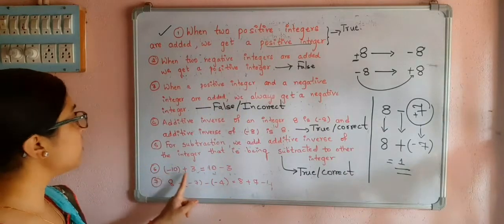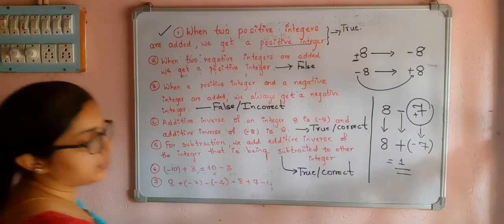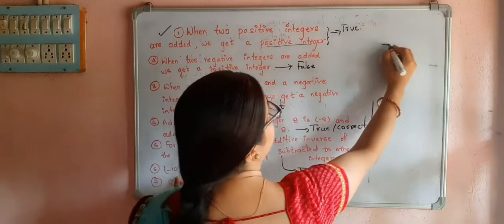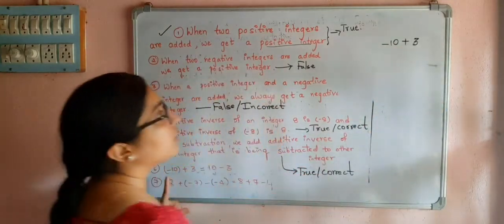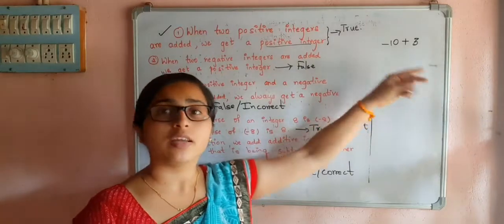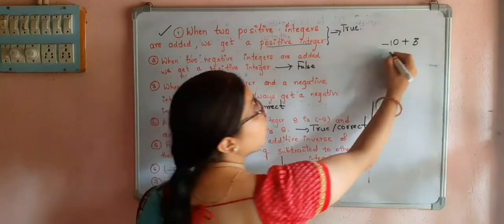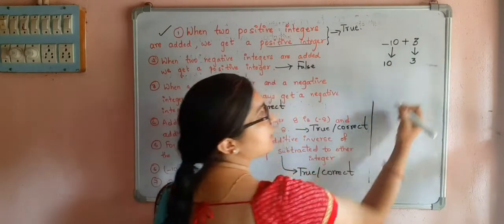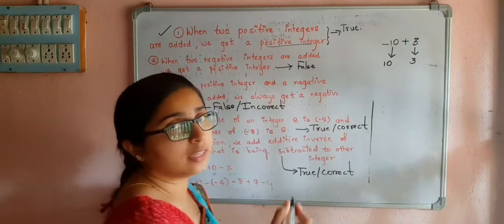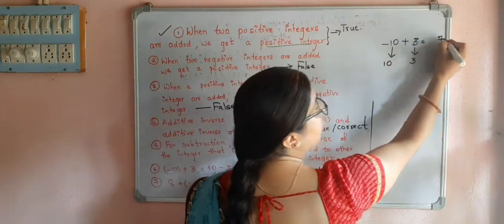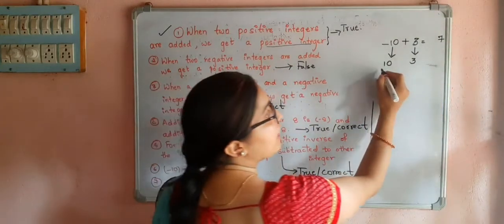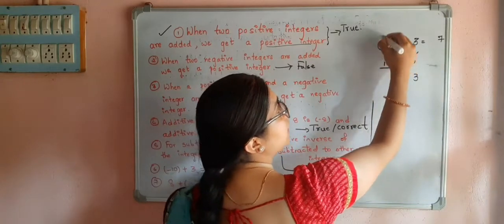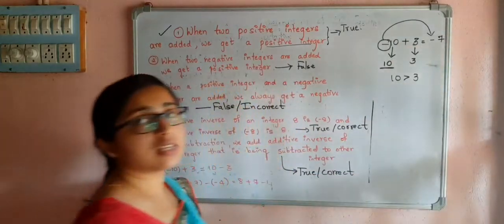Next is minus 10 plus 3 is equal to 10 minus 3. Is it right? Let us check it. Minus 10 plus 3. This is the addition of two integers having different signs. What is the absolute value of minus 10? It is 10. What is the absolute value of 3? That is 3. What is the difference of 10 and 3? That is 7. Now we have to decide the sign. The larger absolute value is 10 because 10 is greater than 3. What is the sign of 10? It is minus. So here it will be minus 7.